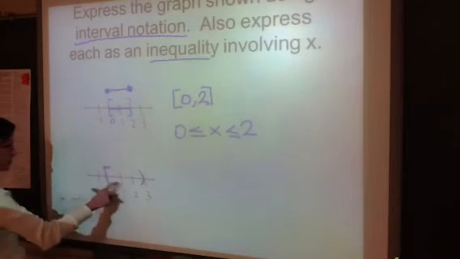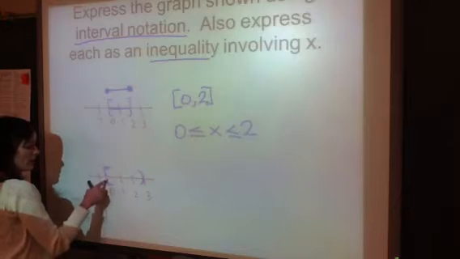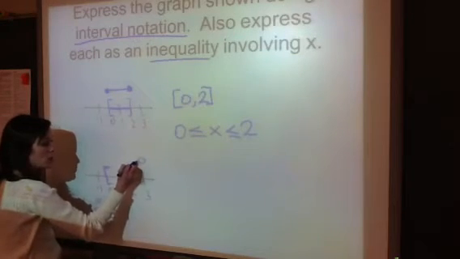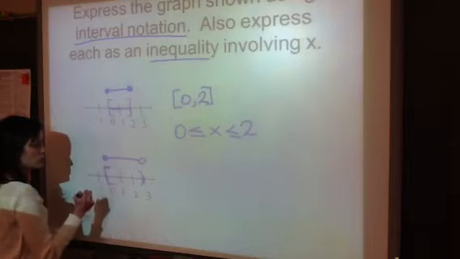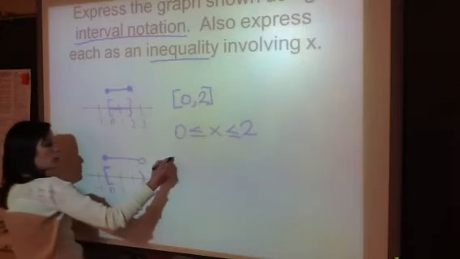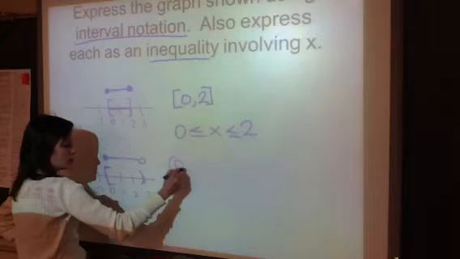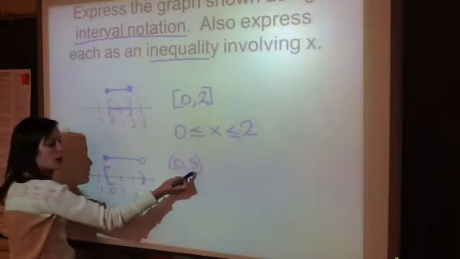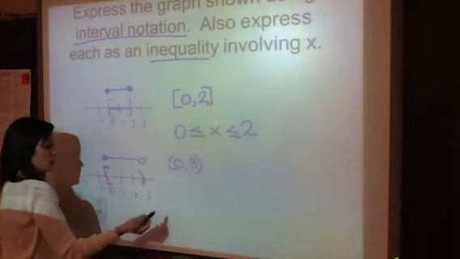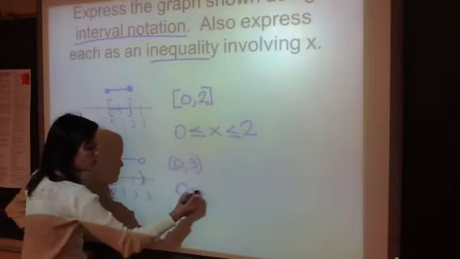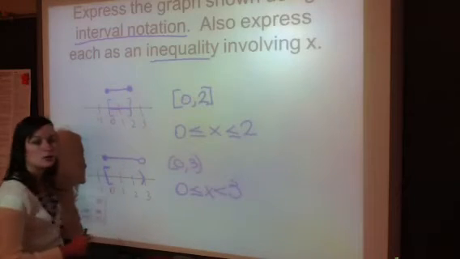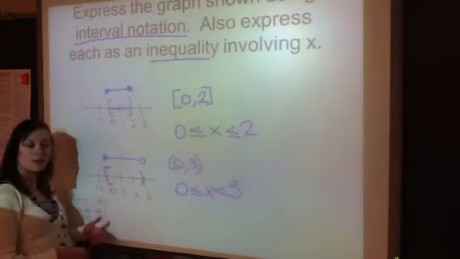All right, for this one down here, we have a bracket, but we also have a parenthesis. A parenthesis would mean an open circle. That's our old school way of doing it. So we're going to do our interval notation, which to me is silly because they do it pretty much for you. So we have a bracket, 0, comma, 3 with a parenthesis. We're going to go between 0 and 3. But the 3 I'm not going to put equal to because it was a parenthesis. And that's all you have to do.